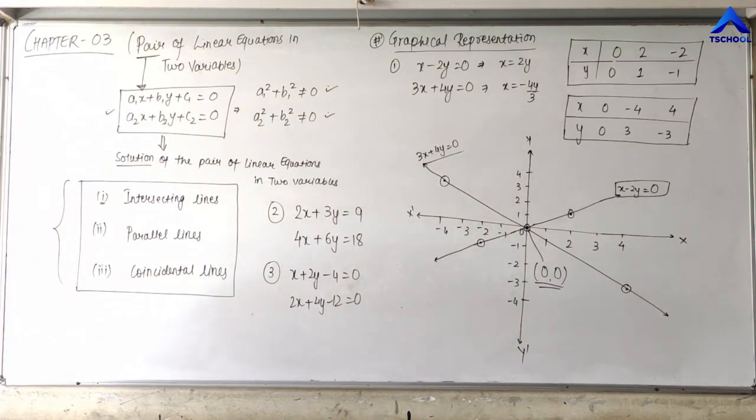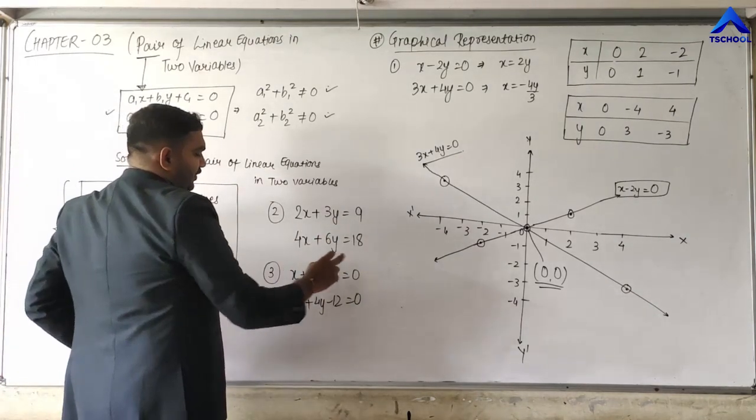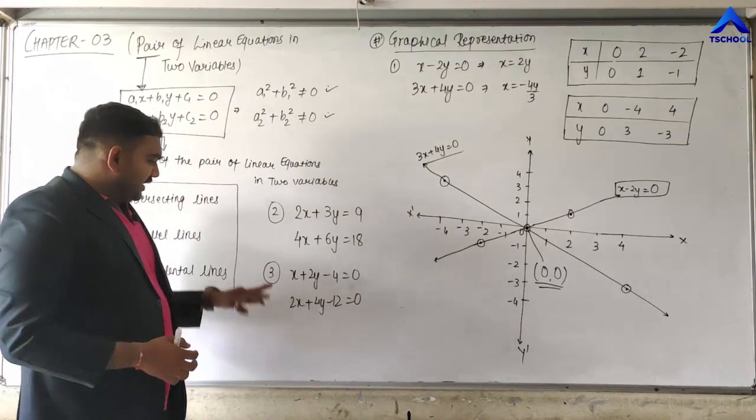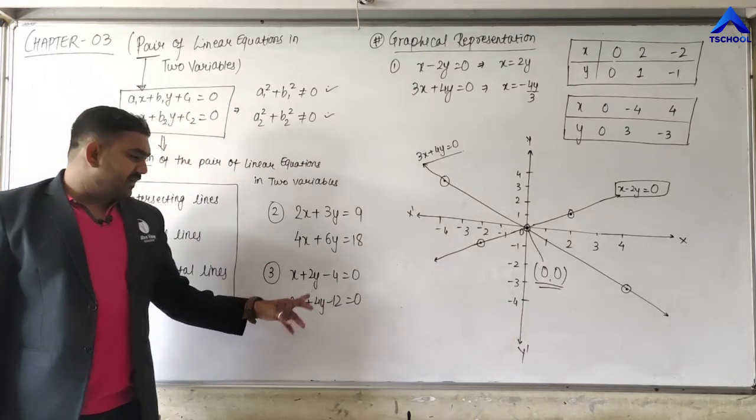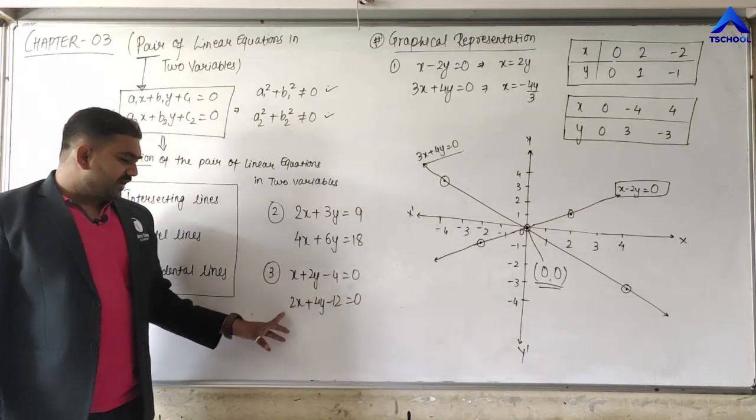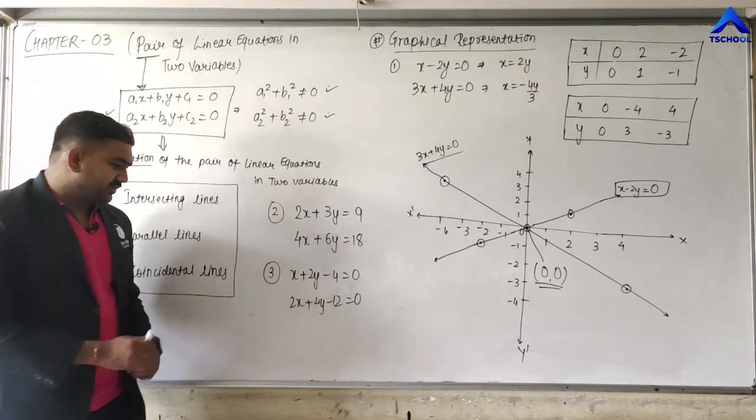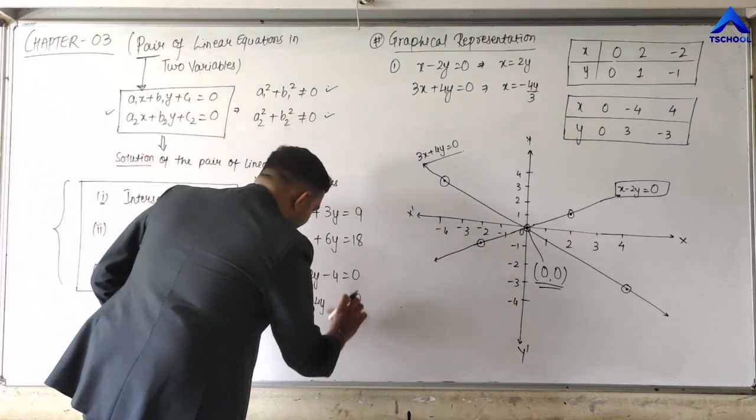So these are the two equations, these are the two pairs of equations for a linear equation in two variables that you are going to solve by yourself graphically. Write it down: 2x plus 3y equal to 9 and 4x plus 6y equal to 18, and the third one is x plus 2y minus 4 equal to 0, and 2x plus 4y minus 12 is equal to 0, right.